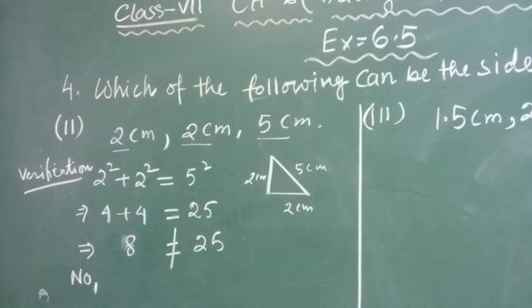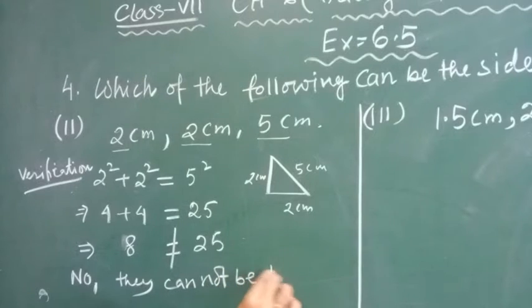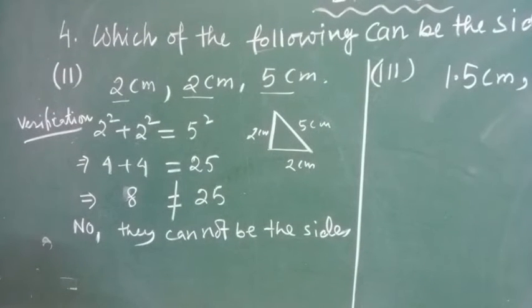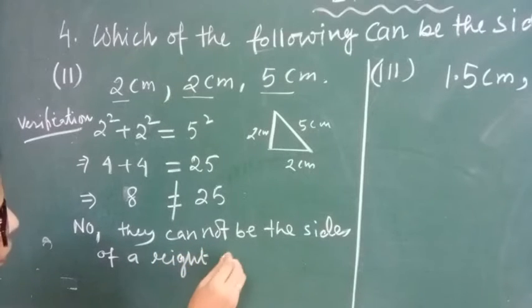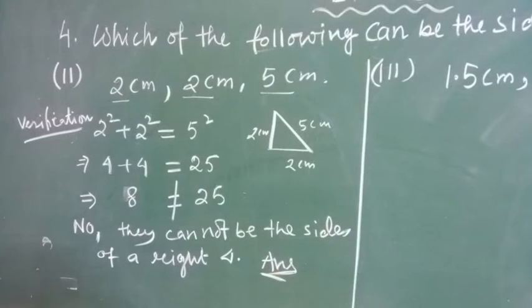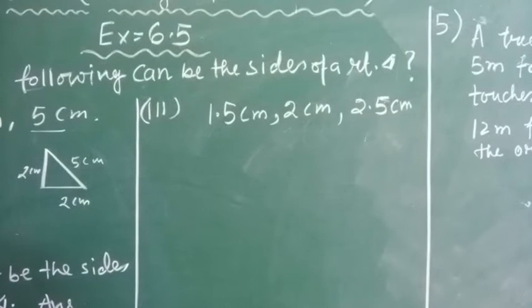In the statement we have to write no, the given sides cannot be the sides of a right triangle. In this way you need to verify. Come to the next sum.